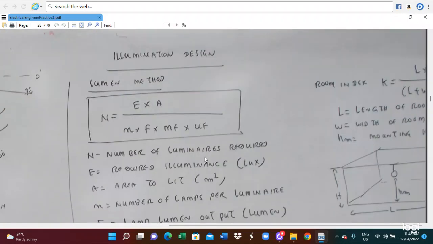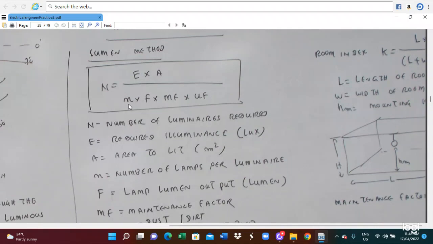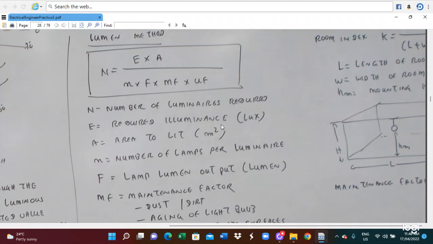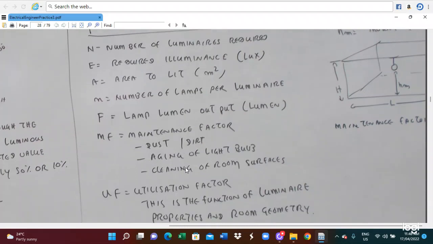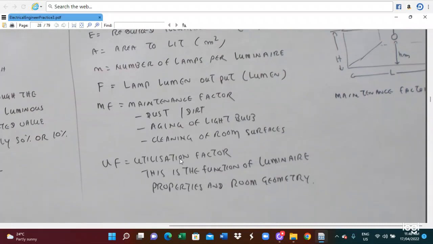Here is the illumination design. With the lumen method we can calculate N equals E times A divided by n times F times UF times M. N is the number of luminaires required. E is the required illuminance in lux, and A is the area. n is the number of lamps per luminaire. F is the lamp lumen output in lumens, and M is the maintenance factor. In this case, the maintenance factor depends on dust, the age of the lamp, and the cleaning of the room's surfaces. UF is the utilization factor. This is the function of luminaire properties and the room geometry.